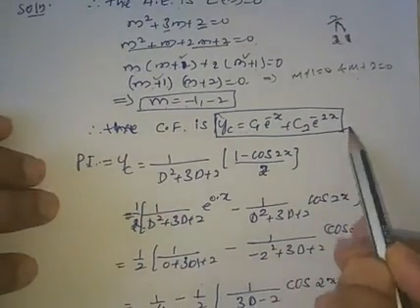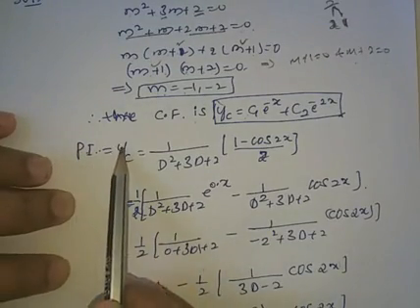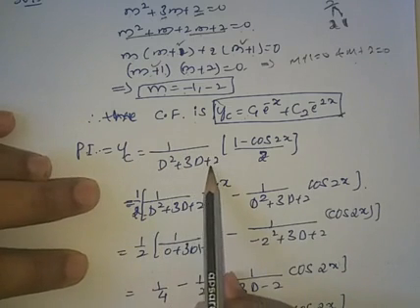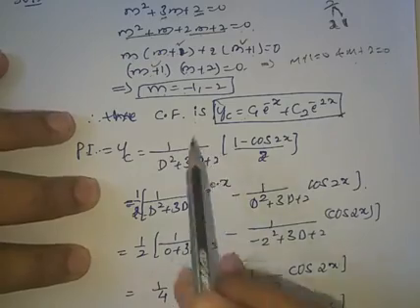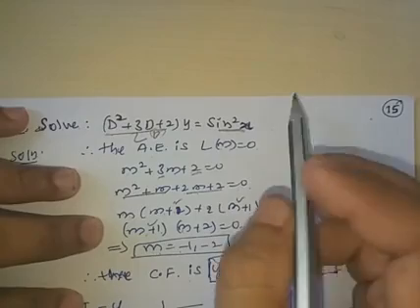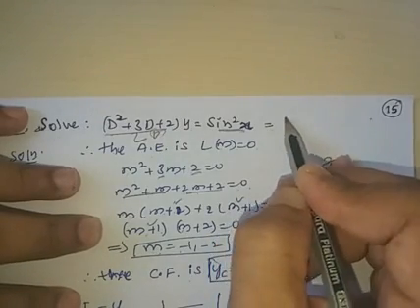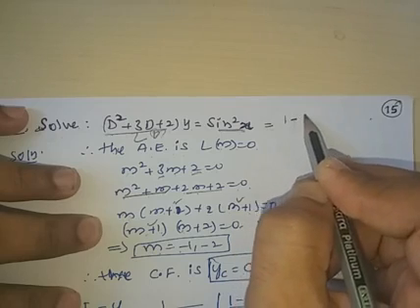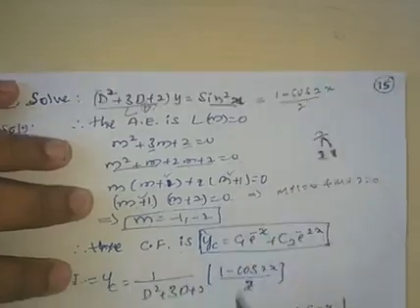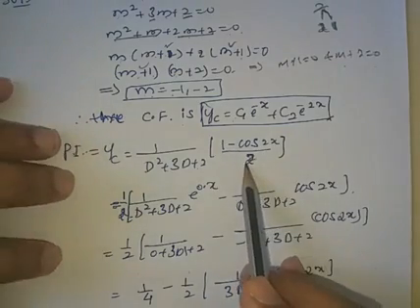Now we will mainly concentrate on the particular integral, that is P.I. is equal to 1 divided by d square plus 3d plus 2 of sine square x. If it is sine square x, it is not possible to substitute the value of a directly here. So what we have to do is reduce it to the standard form. Using the standard result, it can be written as (1 minus cos 2x) divided by 2. That value we will substitute.